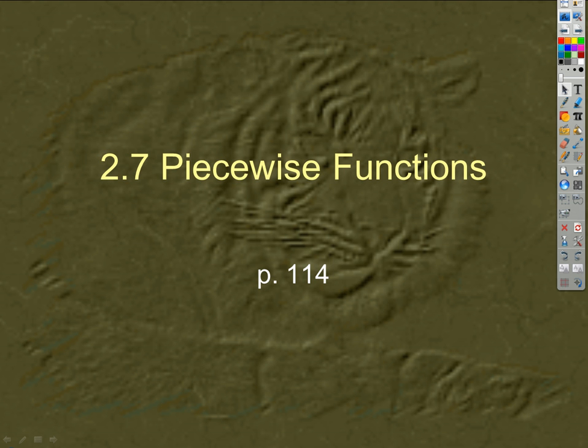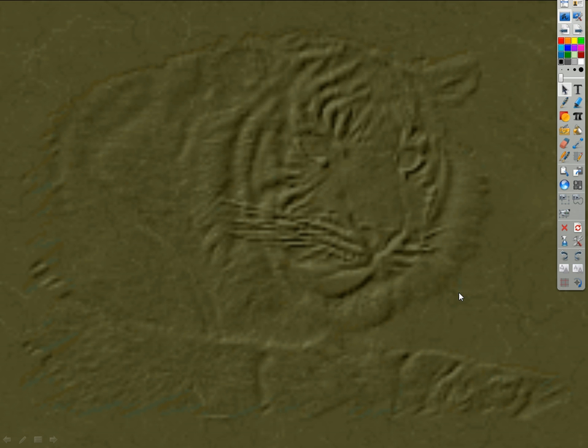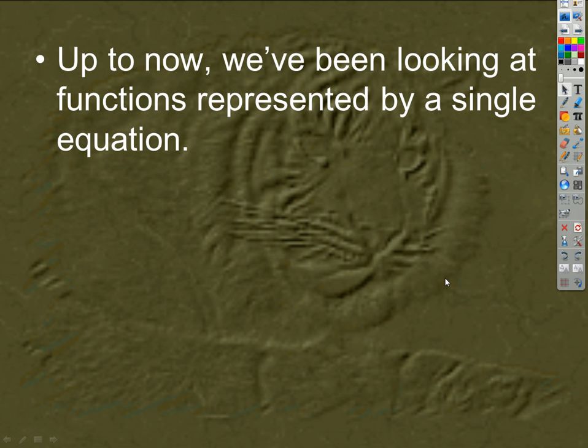Attention right here, please. Okay, everybody, literally, I want eyes tracking me. I want to explain something to you. This is kind of an important thing. I want you to understand why we're doing this. Why are we going to deal with these things called piecewise functions? In the past, we've always been used to dealing with functions that only have one equation associated with them.